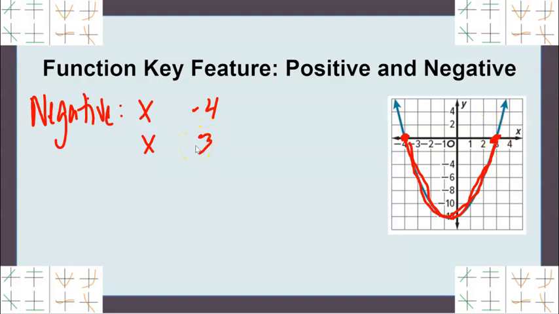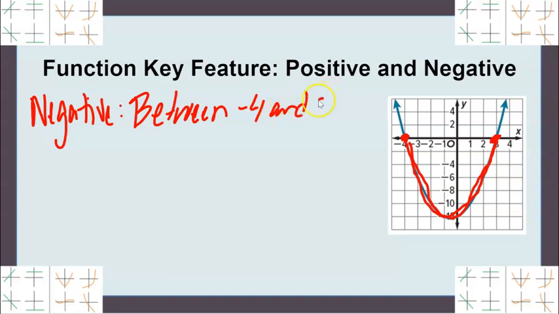So at the -4, you can see that it's below the x-axis between the 2 points. So the easiest thing would be saying it's negative when it's between their 2 points, which was -4 and 3.